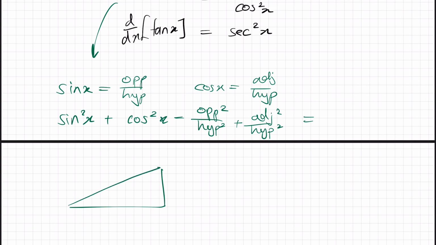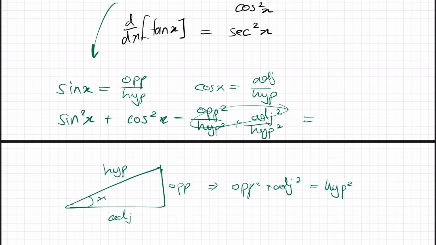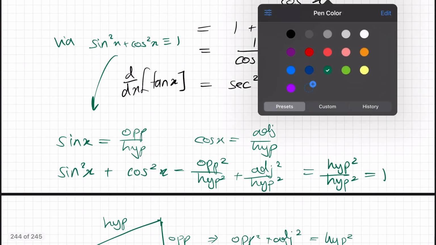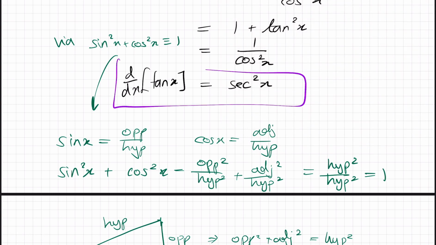Which means if this is our angle x and this is the opposite and adjacent, we have the relationship opposite squared plus adjacent squared is equal to hypotenuse squared. This is just a squared plus b squared equals c squared. So as you can see, this top side is just going to become hypotenuse squared over hypotenuse squared, and that's equal to 1. So that's why that identity is true. So overall, that is how we prove this derivative.